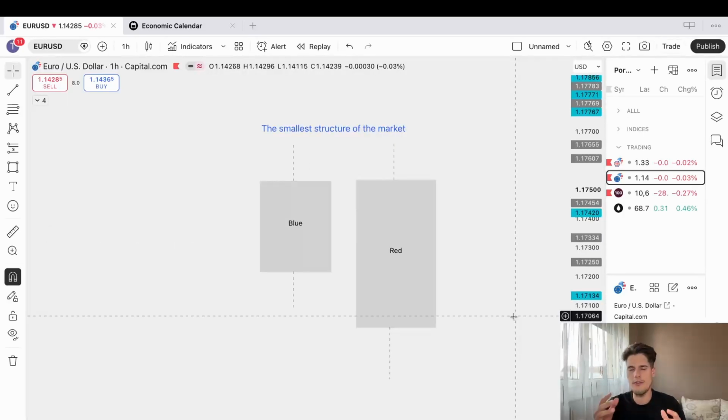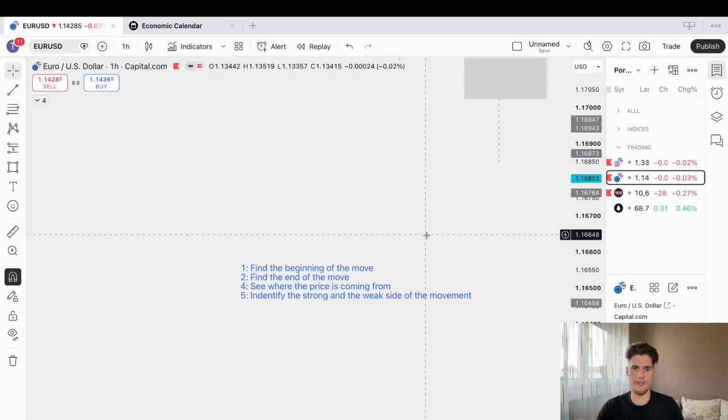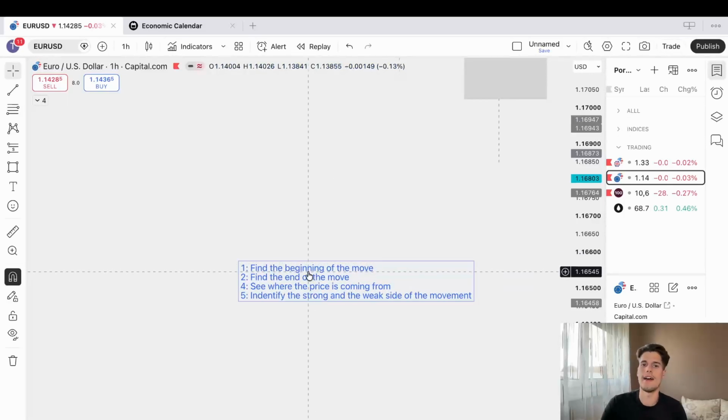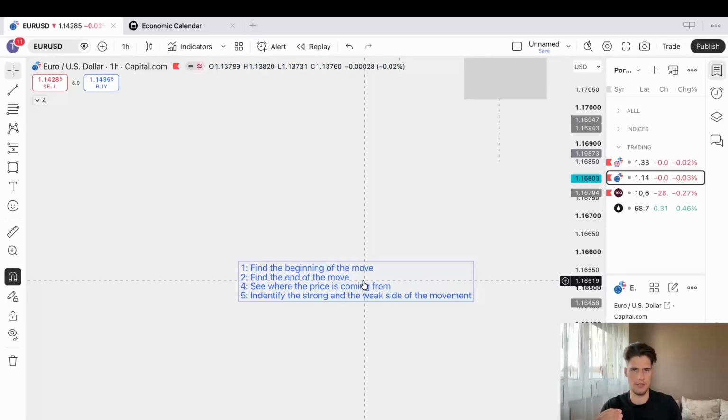There are five rules you should follow to understand and properly draw your market structure zones. The first one is finding the beginning of the move. You need to find the move where the momentum took place for distribution or an extension. Then find the end of the move, which is where you can see the extension and the distribution, and there's a little bit of pullback. That's the end of the move and you should draw your limit there.